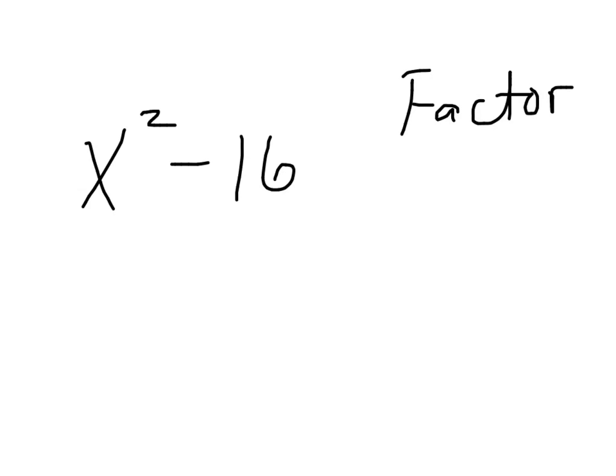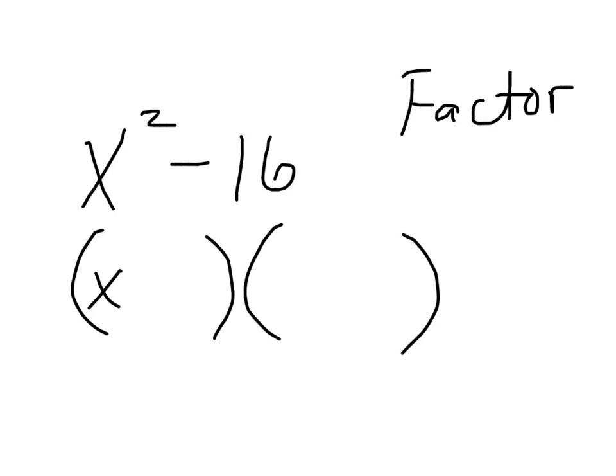No. Because one's got x squared and one's got a 16. There's no common ground there. So no. Then the second thing that you need to do is maybe write 2 sets of parentheses. And then you go, what times what gives you x squared? X times x. And then what times what gives you negative 16, 4 times negative 4, when you add them, gives you 0.